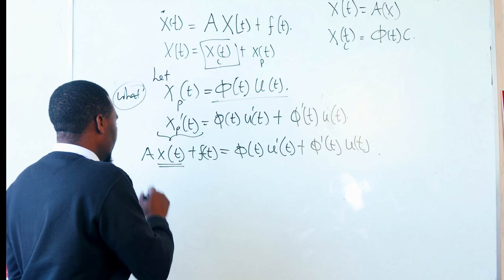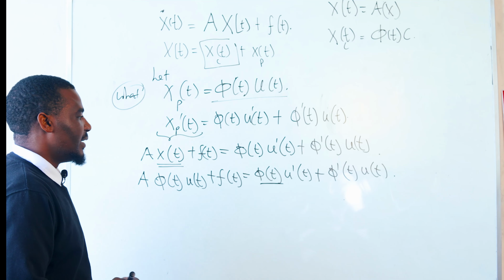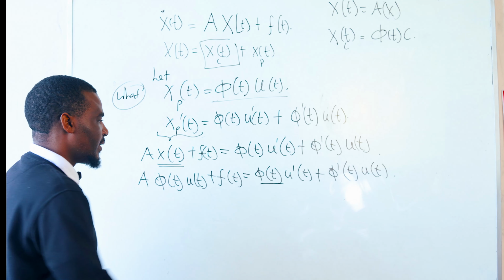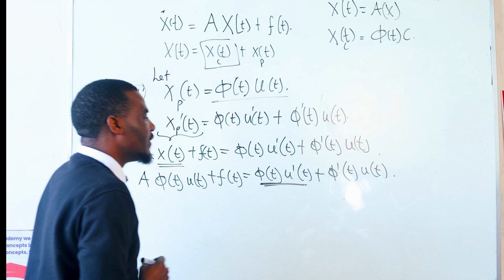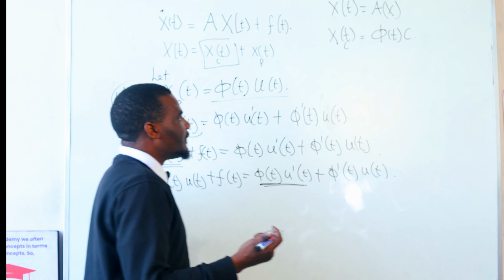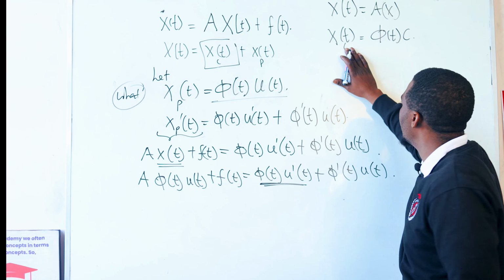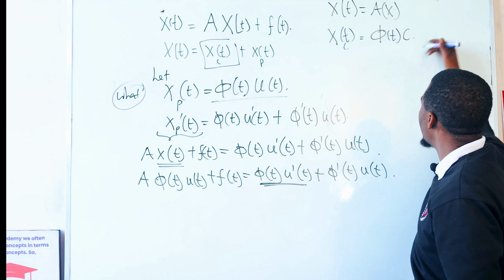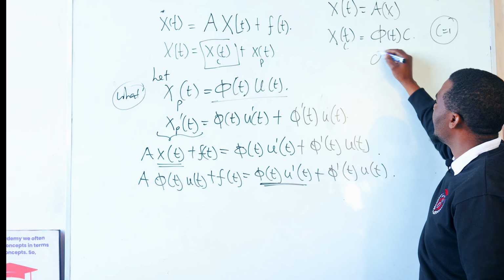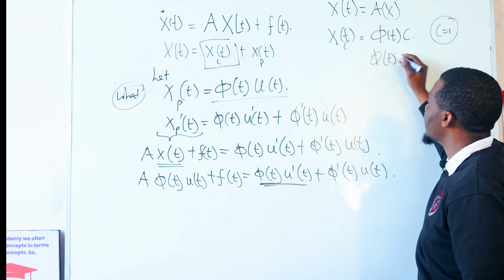If you take a closer look at what we have right now, look at this item. What can we do to this particular item? This one, phi of t times u of t. Remember, we know very well that in the complementary solution, c is just a constant, so when c is equivalent to 1, you may find out that the fundamental matrix phi of t will be equivalent to x of t, right? So what does that mean by the end of the day?